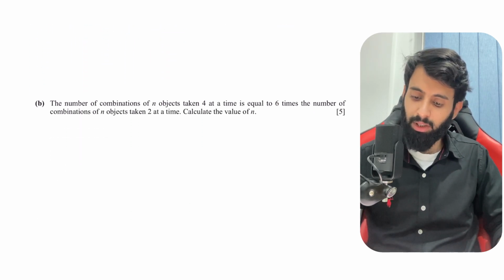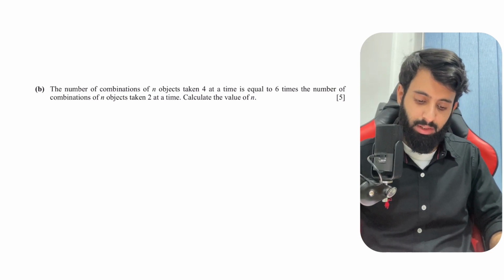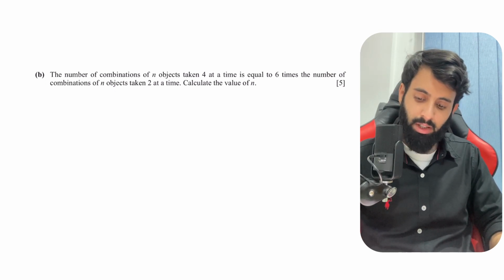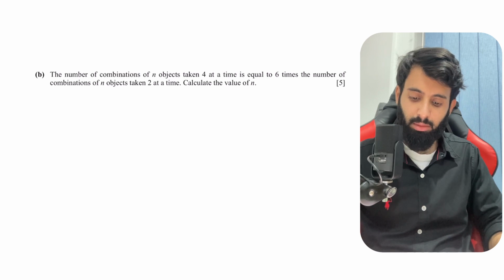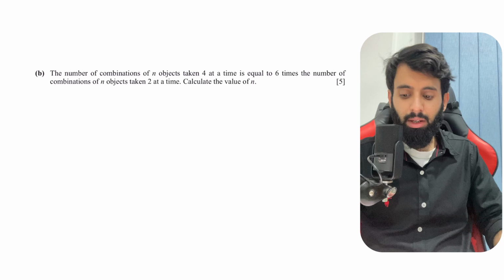Okay, so that was part A. Now let's do part B. Part B says the number of combinations of n objects taken 4 at a time is equal to 6 times the number of combinations of n objects taken 2 at a time. Okay, so this is more like a binomial question.